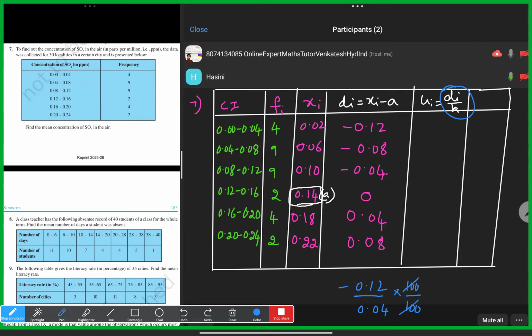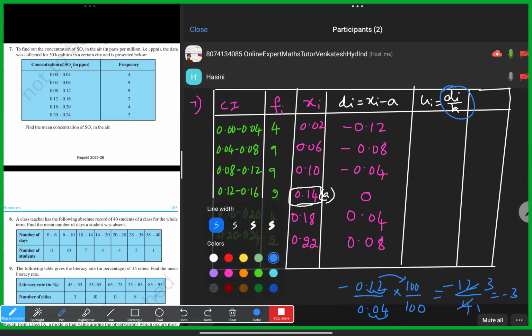So what is the advantage? When you multiply this decimal by 100, 0.12 into 100 will become 12, and 0.04 into 100 will become 4. The decimal moves right two places. The decimal got removed. So finally 12 by 4 is 3. You can see now there is no decimal in our answer. So this became minus 3.